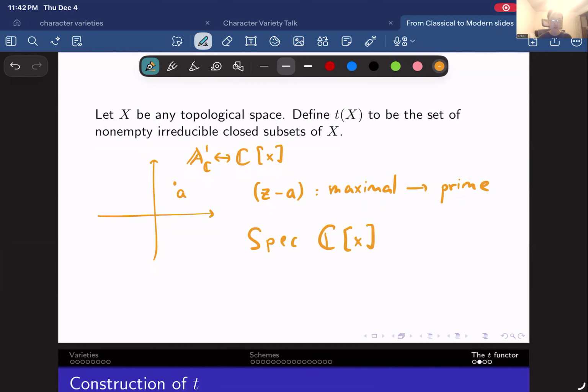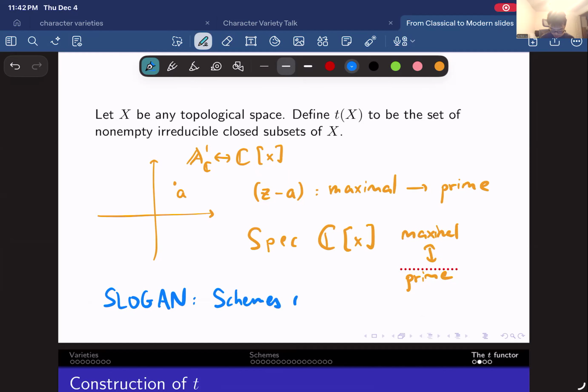Well, we are a little bit unlucky because this ring is a PID, so maximal is equivalent to prime. But what I'm saying is that in other spaces, when we consider prime ideals, this adds more points other than the maximal ideals. So the slogan is: schemes contain more points.